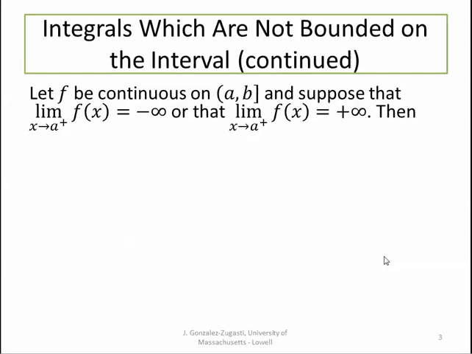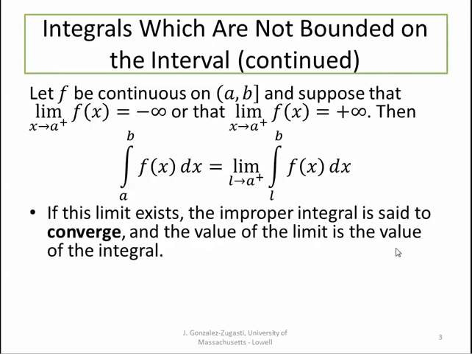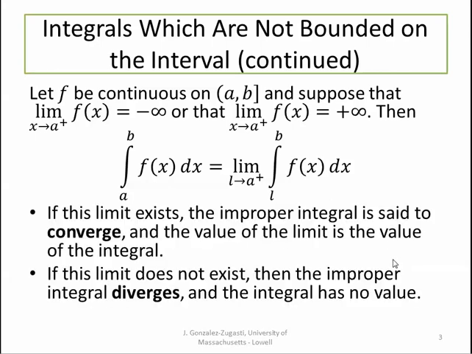We'll do the same thing when f is continuous on the interval [a, b], but not at the point a, and the limit as x approaches a from the right of f(x) is either plus or minus infinity. Then we define the integral from a to b of f(x) to be equal to the limit as L approaches a from the right of the integral from L to b of f(x) dx. And again, if the limit exists, we say it converges, and if it doesn't exist, we say it diverges.